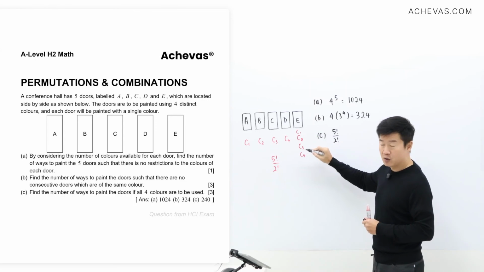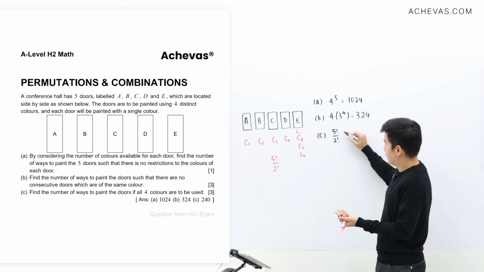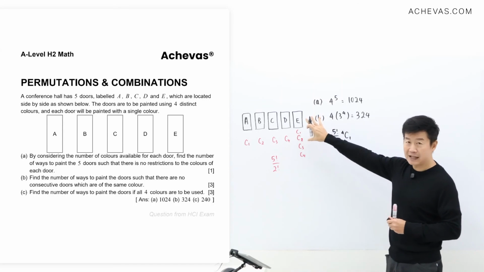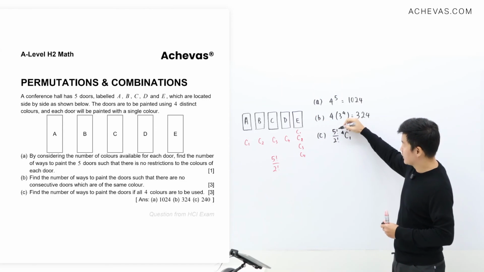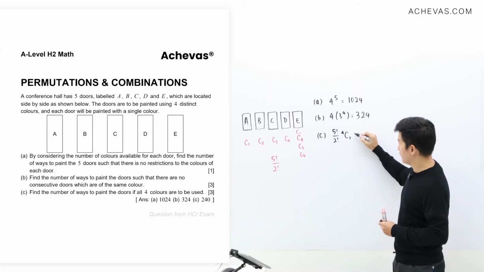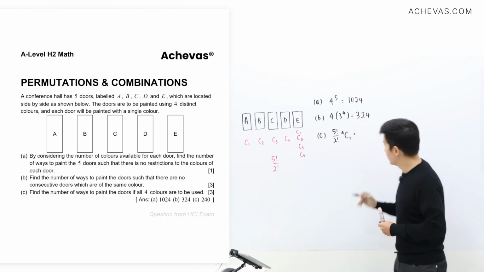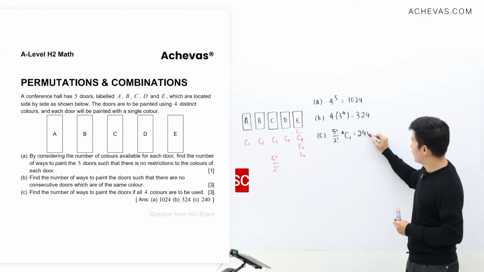So we are basically going to be doing just 5 factorial divided by 2 factorial. And out of these 4, we can either directly multiply this by 4, or out of the 4, we will choose 1 color to be the repeated one. Then of course, together it is going to be 4 times 5 factorial divided by 2 factorial. And if I were to press it into my calculator, this is going to be 240.